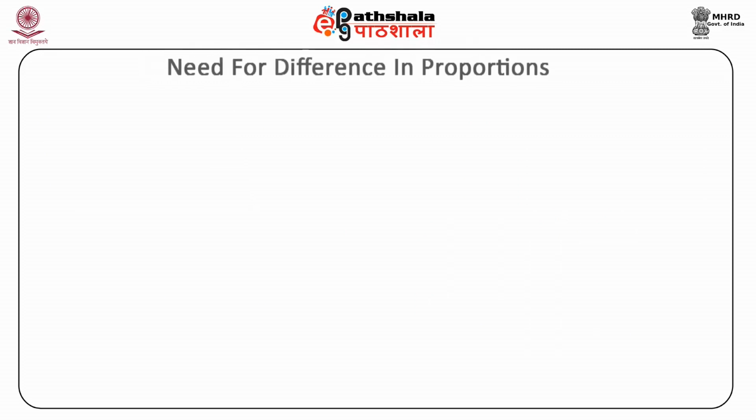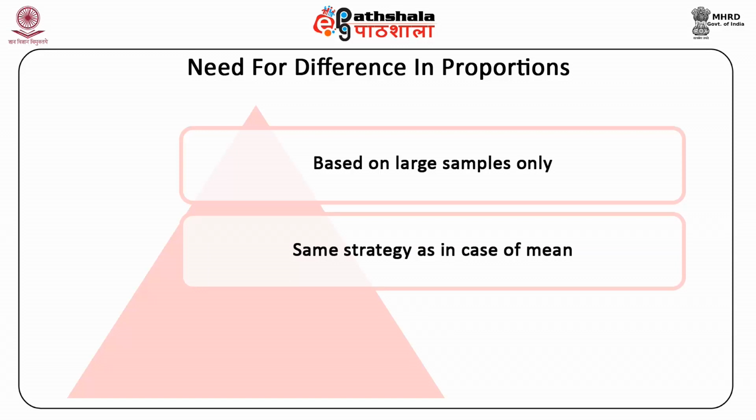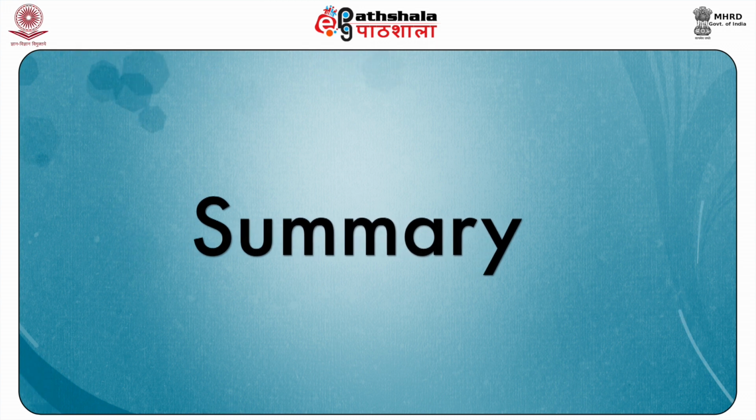Now, moving to the need for difference in proportions. The difference in proportions is based on large samples only. It uses the same strategy as in the case of mean. We calculate the difference in the two sample proportions and establish the sampling distribution for our estimator. The next step is to calculate the standard error of this sampling distribution and finally conduct the test.